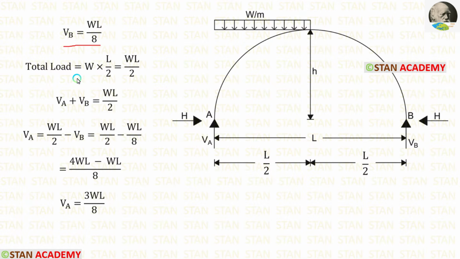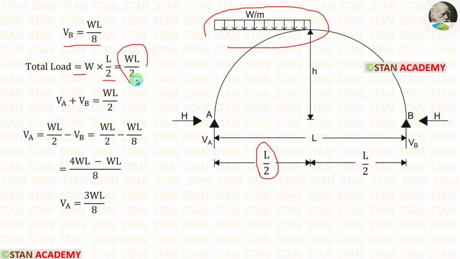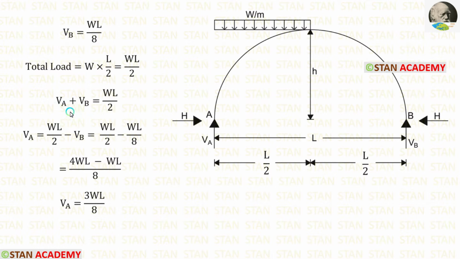Now let us find VA. We can easily find VA by taking the total load. In this arch, we are having UDL. This UDL is acting for the distance L by 2. To find the total load, we have to multiply the UDL with the distance. When we do that, we are getting WL by 2. Now we can apply the rule.